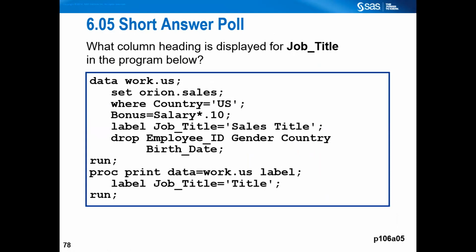And the same concept comes with your formats. But now there is a poll. What column heading is displayed for job title in this program? Now pay attention. You have a label given in the data step, and in proc print, again, there is a label with this option. So your report will appear with which label? Proc print. Absolutely. So it will come only with the title option, correct? Your permanent label gets replaced temporarily for this current example.